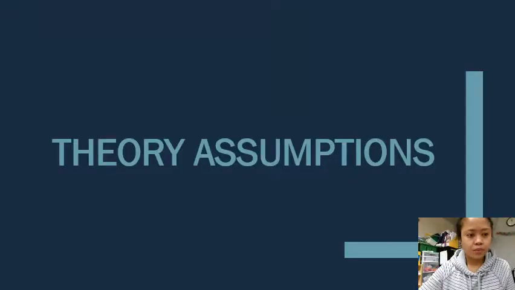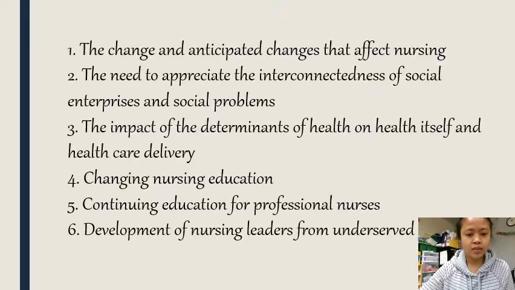So the theory also has assumptions, and this one includes number 1, the anticipated changes that affect nursing, the need to appreciate the interconnectedness of social enterprises and social problems, the impact of the determinants of health on health itself and the healthcare delivery, changing nursing education, continuing education for professional nurses, and development of nursing leaders from underserved groups.